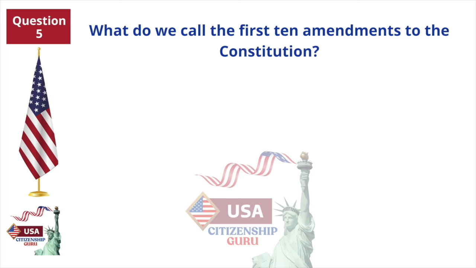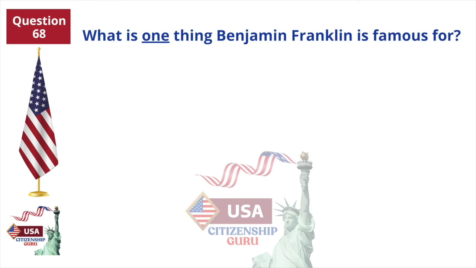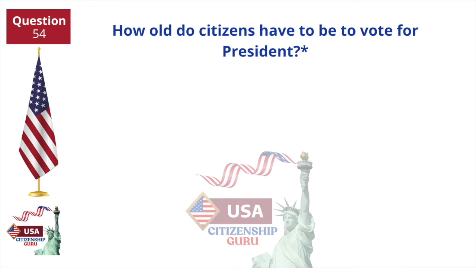What do we call the first 10 amendments to the Constitution? The Bill of Rights. What is one thing Benjamin Franklin is famous for? U.S. diplomat. How old do citizens have to be to vote for president? 18 and older.